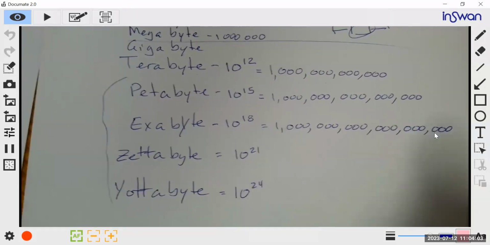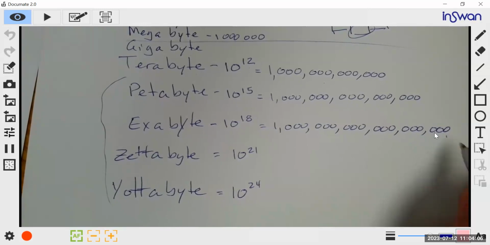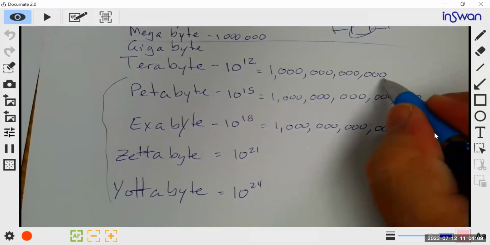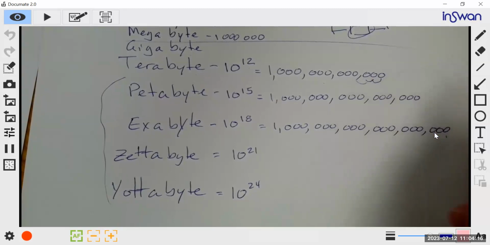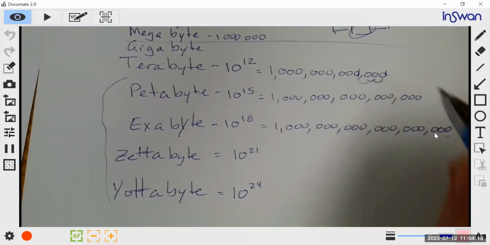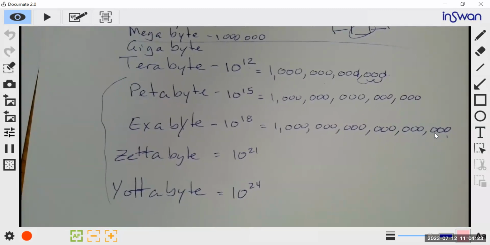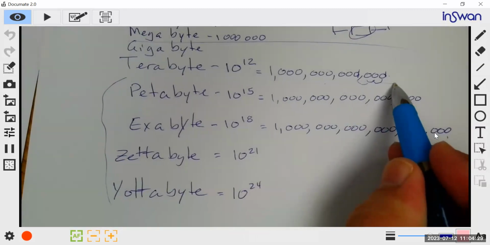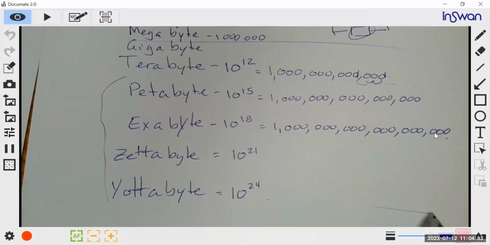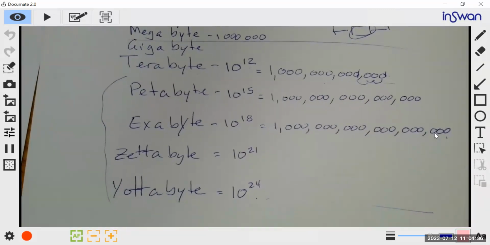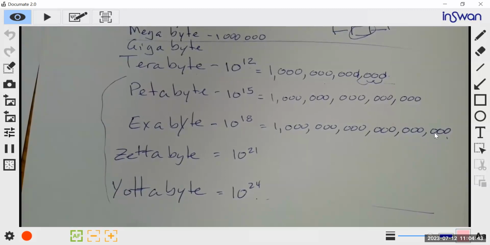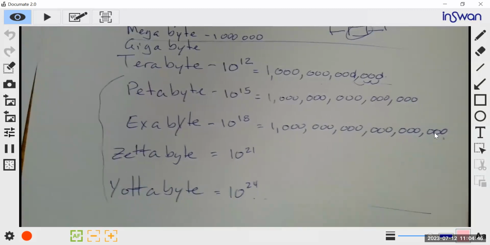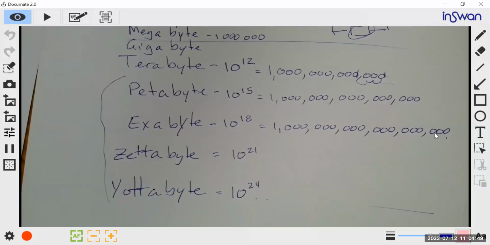Now, what I'm talking about is each one of these zeros means it's 10 times bigger. So to go from this zero to here, I multiply by 10. By 10. By 10. So from here to here, that's 1,000 times bigger. So from a terabyte to this one, we've increased it by 12, well, that's 1,000 times 1,000 times 1,000 times 1,000 times bigger.